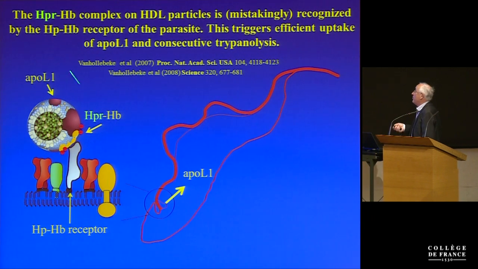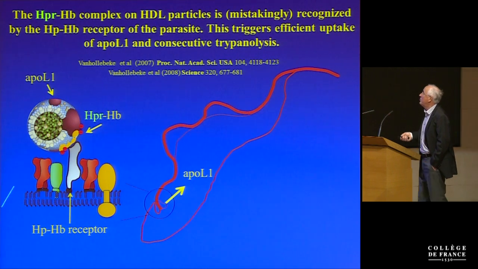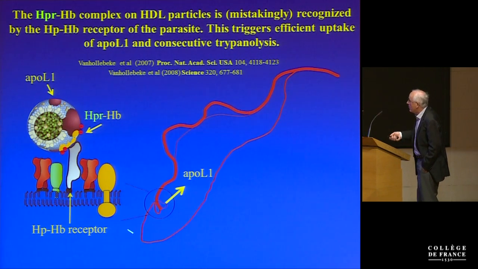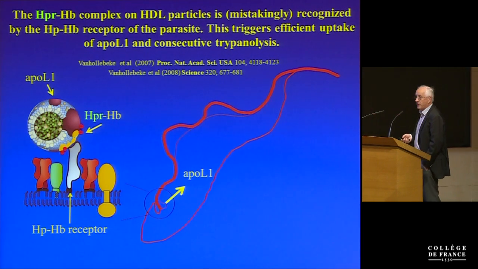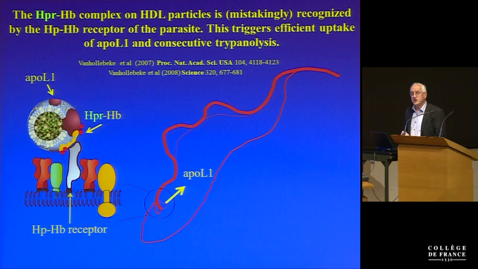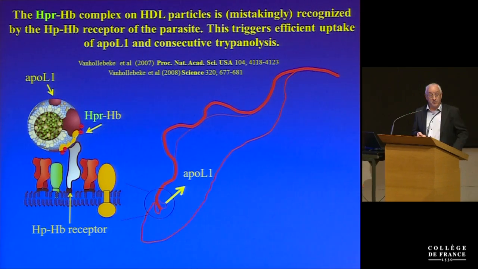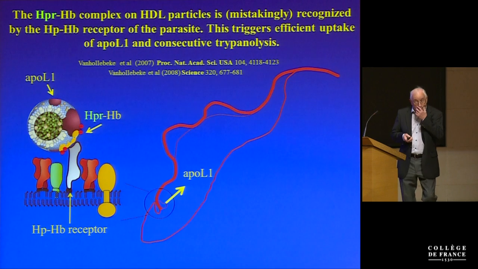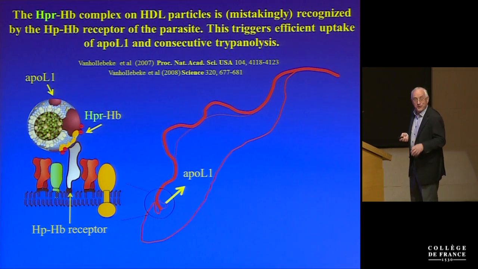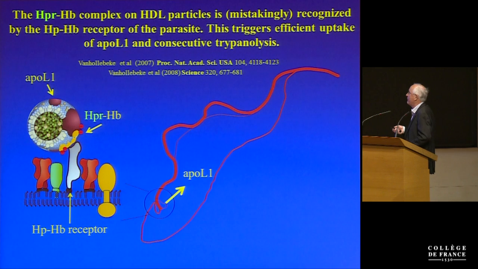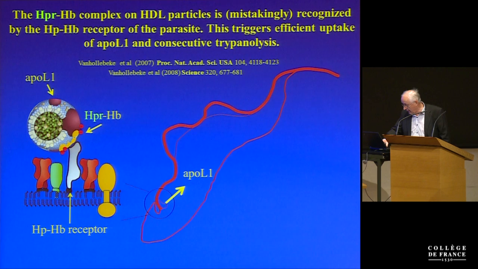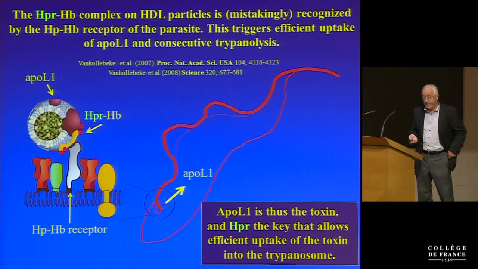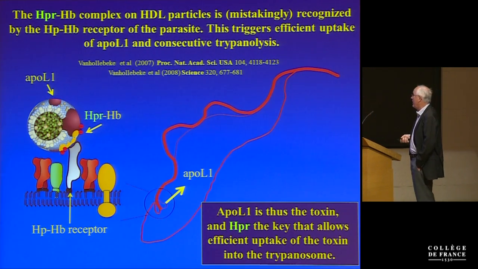So through the binding to this surface receptor, the particles that contain the toxin ApoL1 are internalized through the mouth of the parasite, which is called the flagellar pocket here, and then ApoL1 can efficiently enter the digestive system of the parasite and ultimately kill the parasite. I find it a very clever way to kill the parasite, and we were the inventors of that, by having particles containing the toxin and then the key that allows the efficient uptake of the toxin into the parasite.